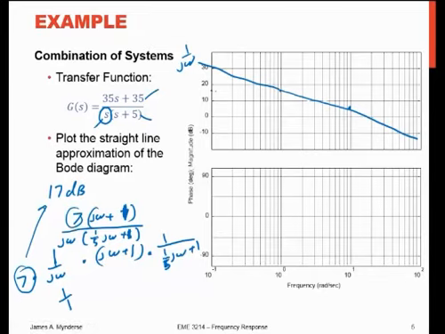Okay, so I have a zero here at 1. That's right there. It has a slope of 20 dB per decade. It keeps going.